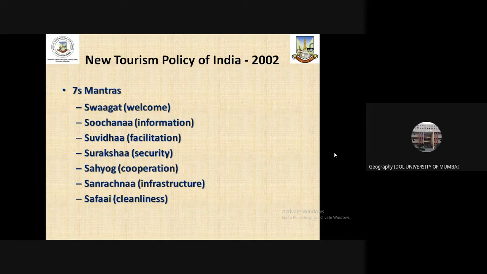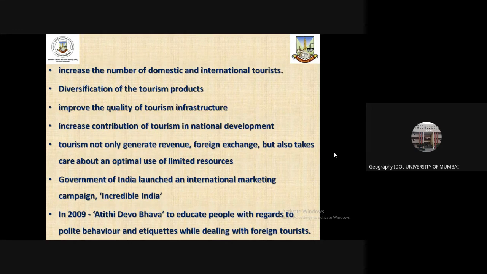Swagat, that is welcome. Suchna, information. Suvidha, facilities that are to be provided. Suraksha, security for foreign tourists. Sahayog, cooperation within the tourism sector. Sanchar, communication. Samrachana, infrastructure for tourism development, and Safai, cleanliness and sanitation. These are the seven S mantras for tourism development in India, which were given by the Tourism Policy of 2002.